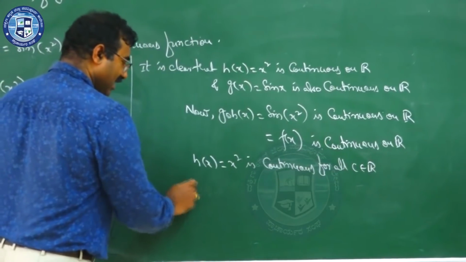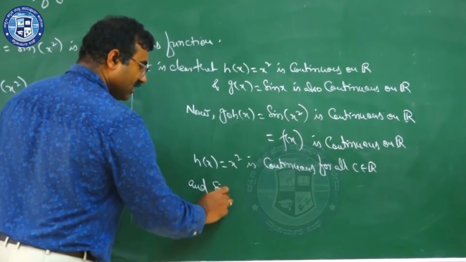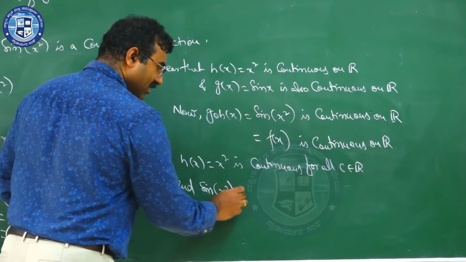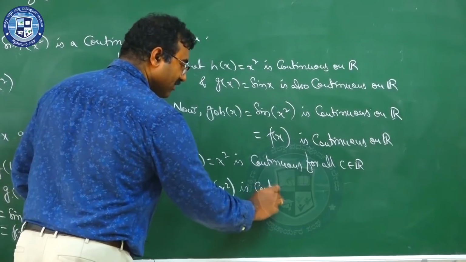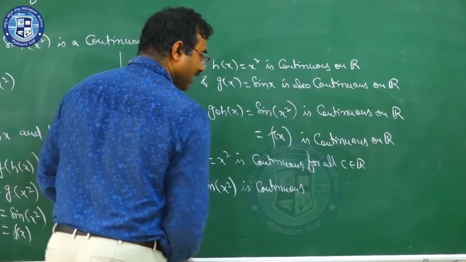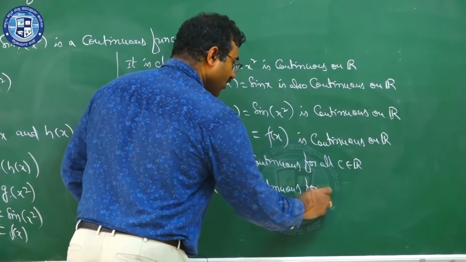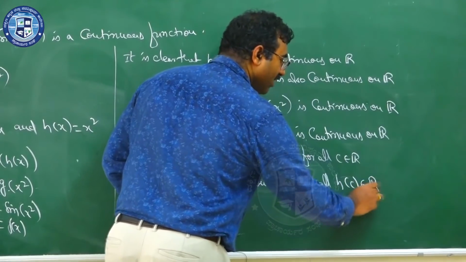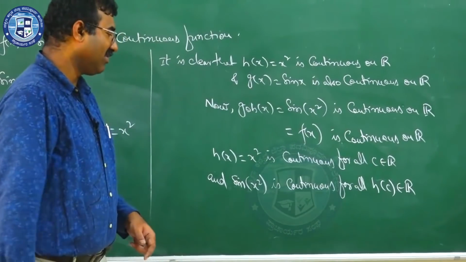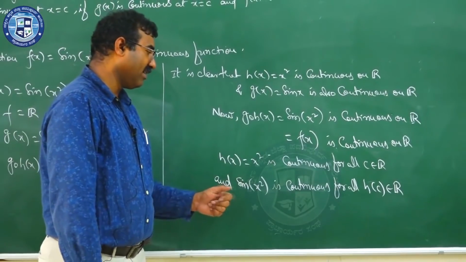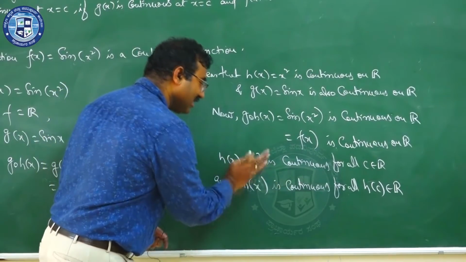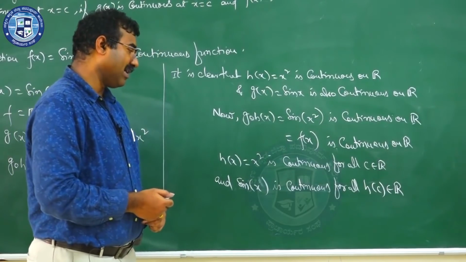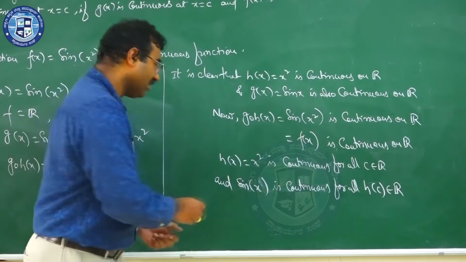Okay, and sin of x square is continuous for all h of c belongs to R. So sin x is continuous for all h of c belongs to R. So final conclusion, what you can write?